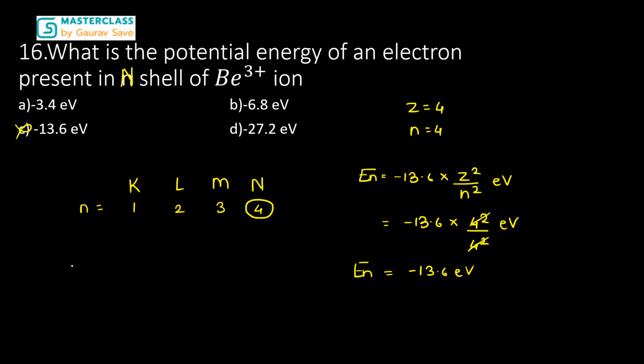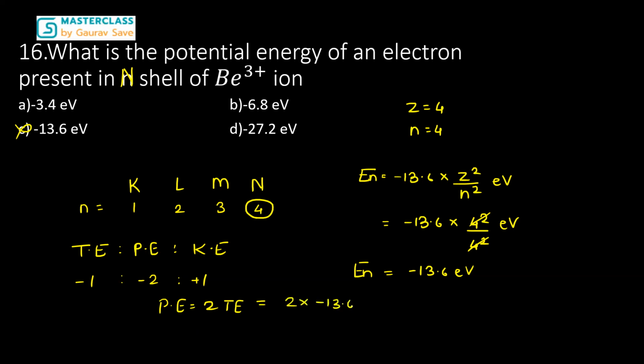Why? Because they are asking us potential energy. Now, the ratio of total energy to potential energy to kinetic energy, we have already done this in class. So the ratio of this is minus 1 is to minus 2 is to plus 1. So potential energy is twice the total energy. This is the formula which we can derive, and total energy is minus 13.6. So 2 into minus 13.6 will become minus 27.2 electron volt. Hence option D is the correct answer.